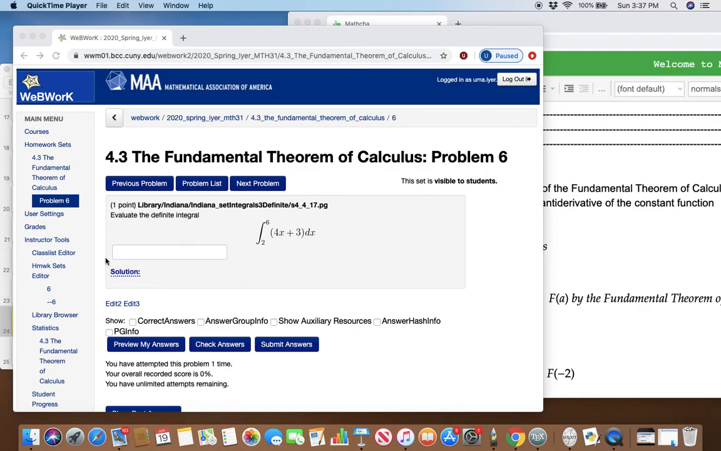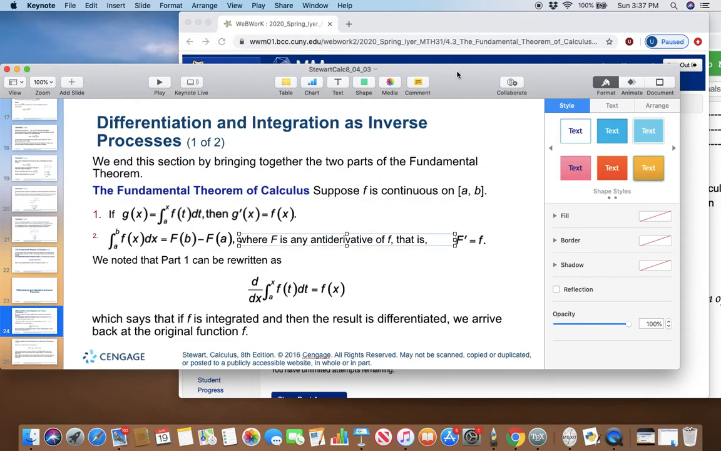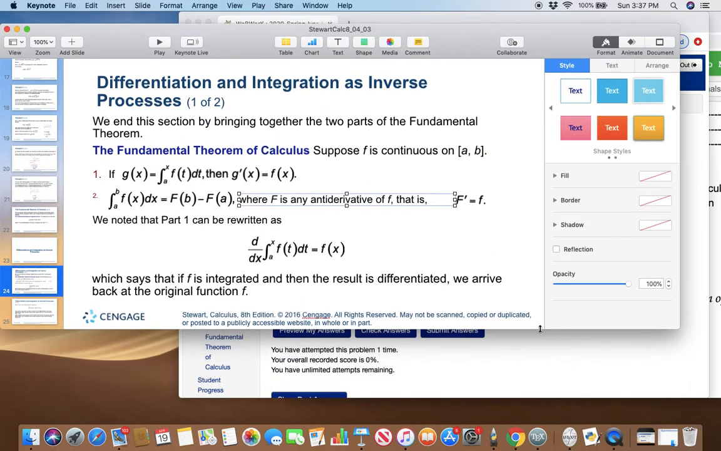Problem 6, section 4.3. Evaluate the definite integral. So notice this is no longer 0 to x or 2 to x. Both limits are numbers. So such an integral is called a definite integral. Let's remind ourselves what the fundamental theorem of calculus says about definite integrals.